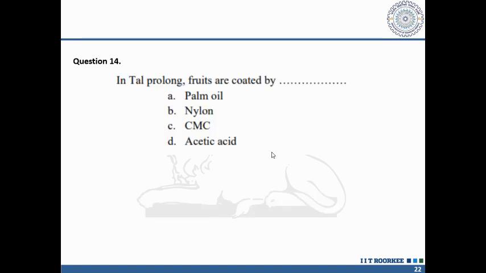And that is, I think, our last question. In Tal Prolong, fruits are coated by which of these: palm oil, nylon, CMC, or acetic acid? So please answer your option in the comment box.